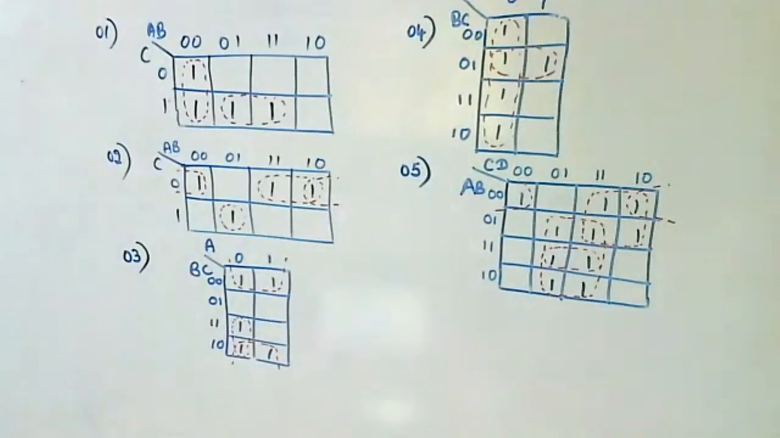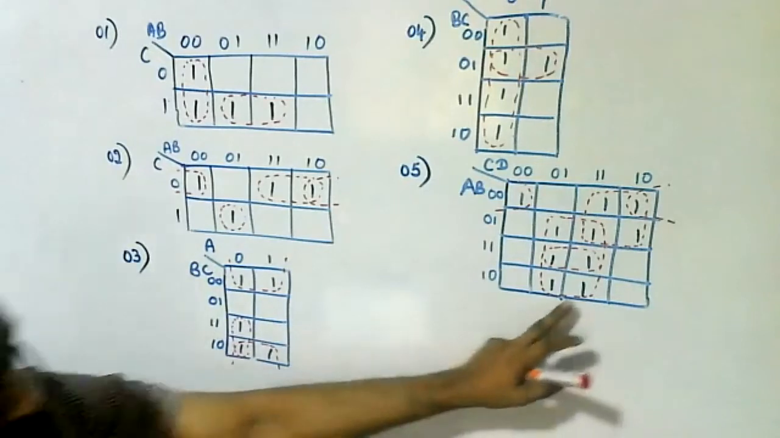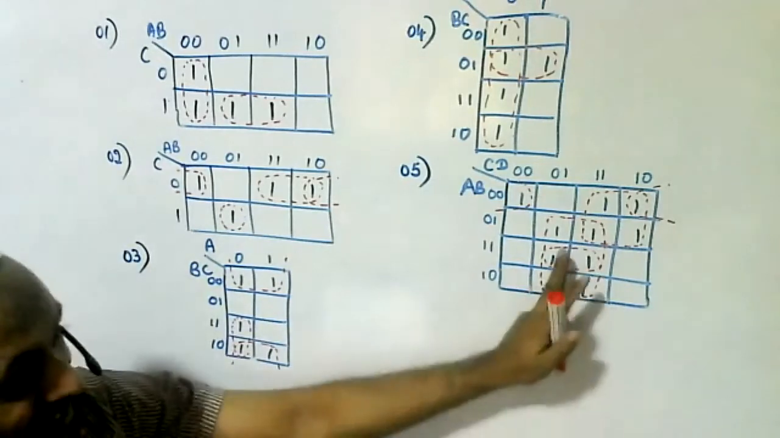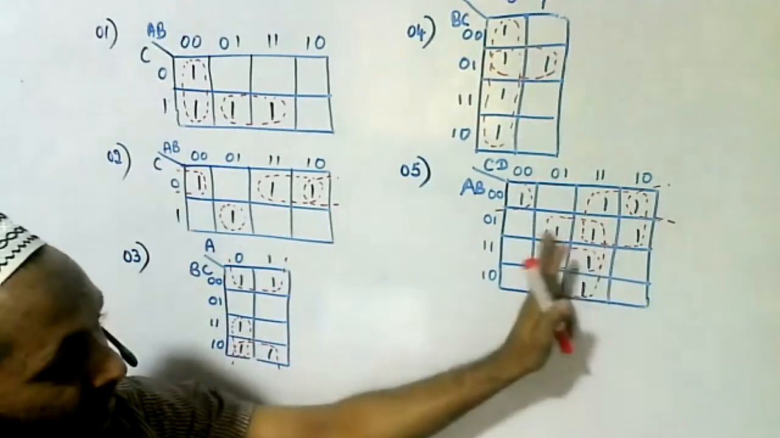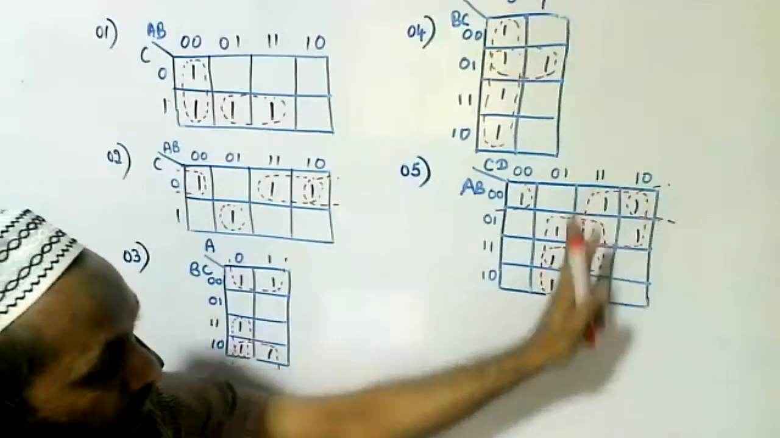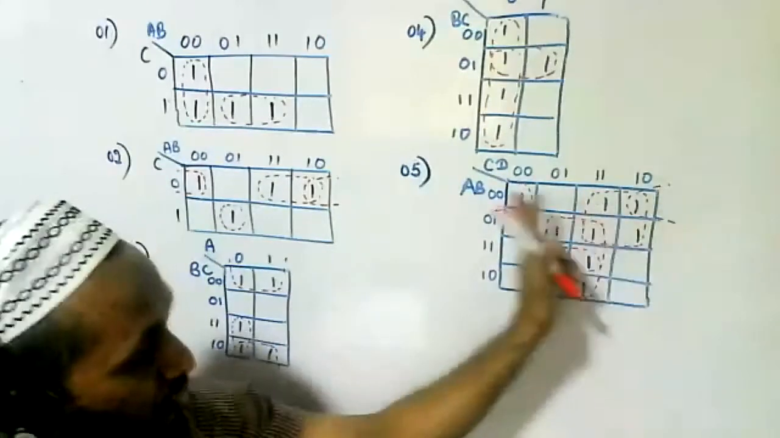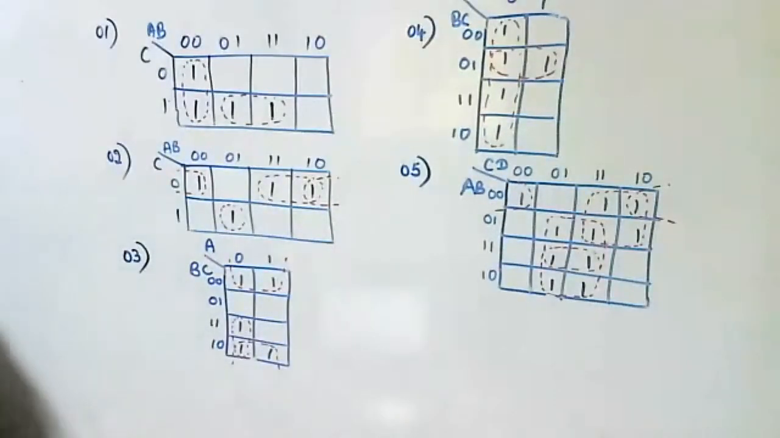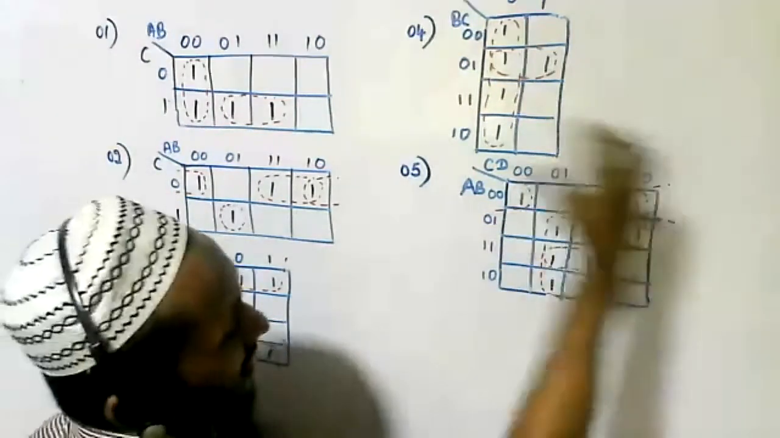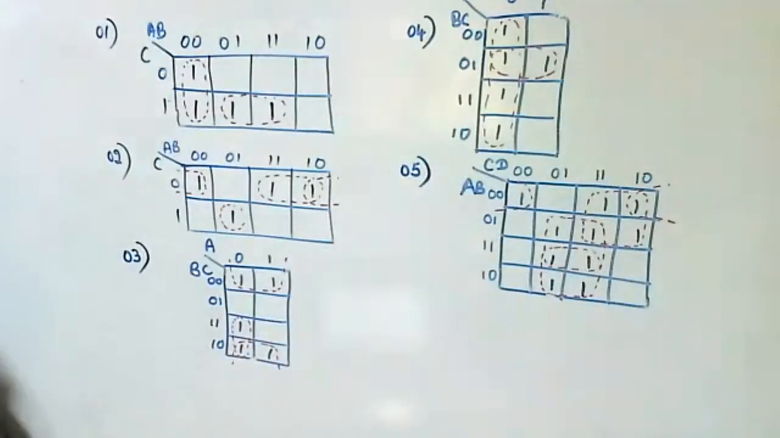Clear? Those who got it correct, please raise your hand, students. There are 4 groups. In 3 groups, 4 ones are there. In this group, 4 ones. In this group, 4 ones. In this group, 4 ones. And in this group, 2 ones. So in 3 groups, 4 ones are there, which means the maximum number of ones are in those 3 groups. And in the last group, 2 ones are there, which is also the maximum number of ones possible.